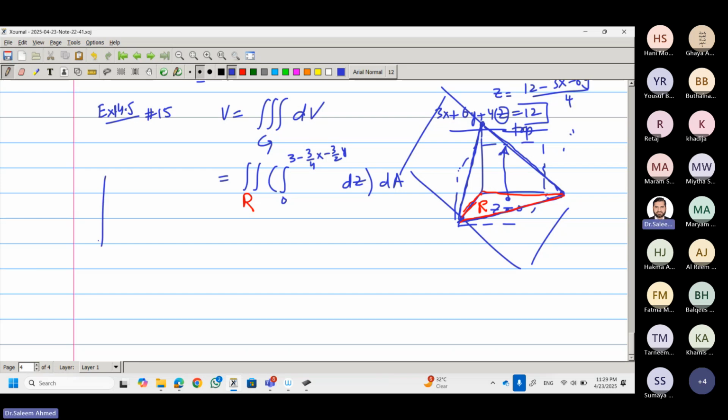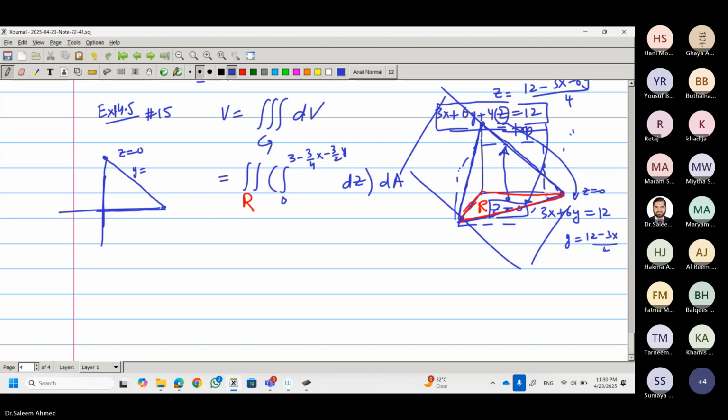So how can you make it? You have the y-axis, the x-axis, and a line between them. But how do you know what these two points are? You can put z equal to 0, because for this red line, your z is 0 since it's on the xy plane. So if you put z equal to 0 here, this line becomes 3x plus 6y equals 12. So this line is y equals 12 minus 3x over 6.